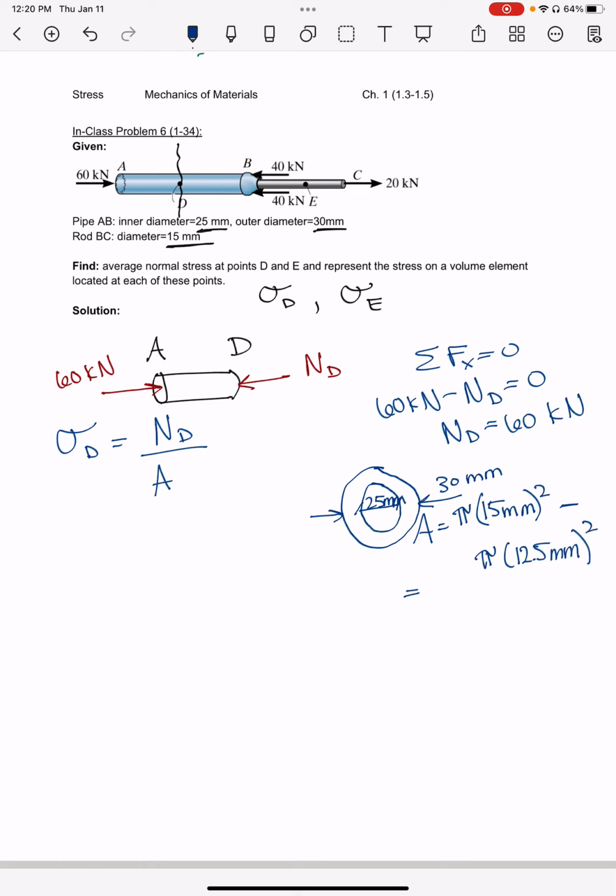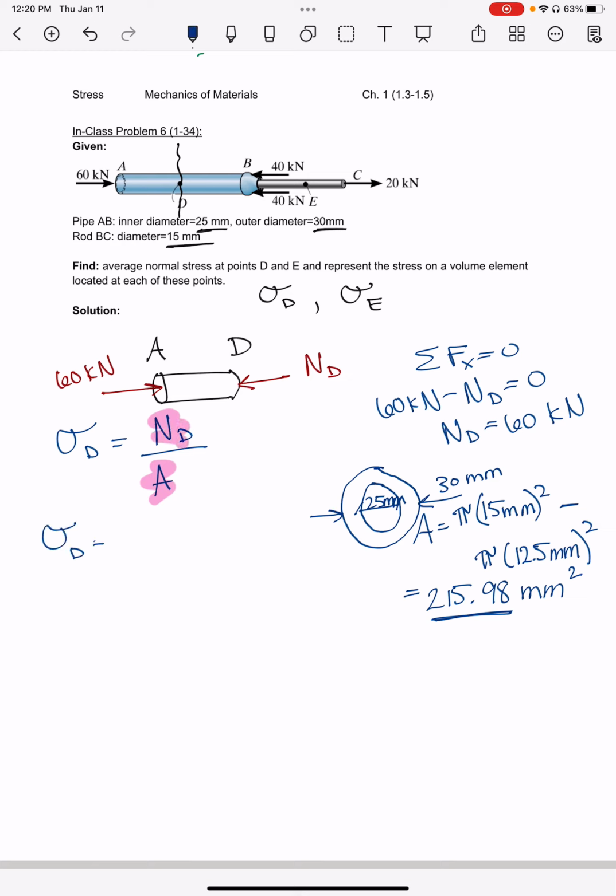I'll use my calculator to figure that out. And I get 215.98 millimeters squared. So see, I'm keeping 5 significant figures now. I'm actually saving it in my calculator to make it even more accurate at the end. So now we have the area and we have the normal force, so now we can solve the equation.